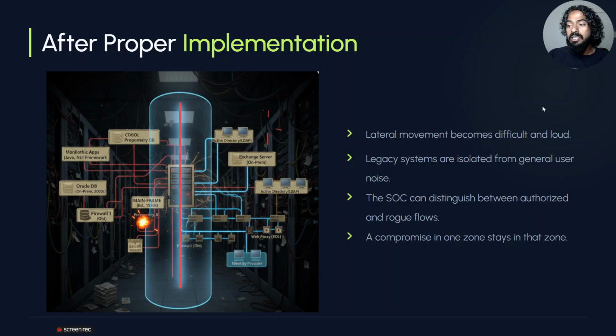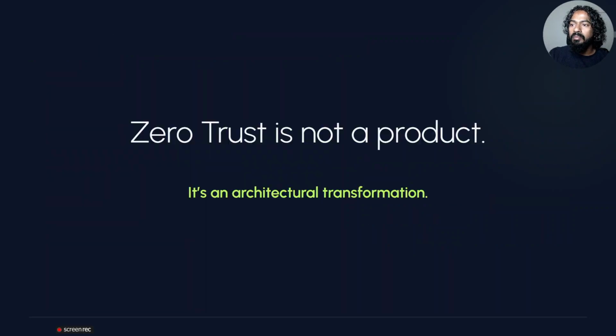Which brings us to the most important lesson here. Zero trust is not a product, and zero trust is not a checkbox as well. Zero trust is an architectural transformation altogether. If your internal systems still trust the network, you don't have zero trust. You have to believe me, right? You just renamed your firewall.